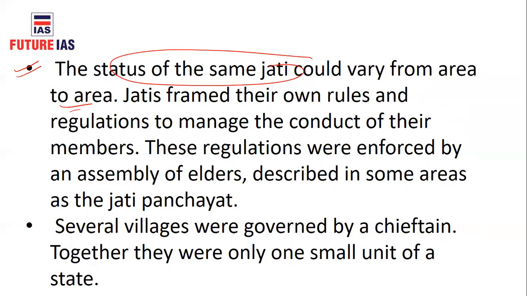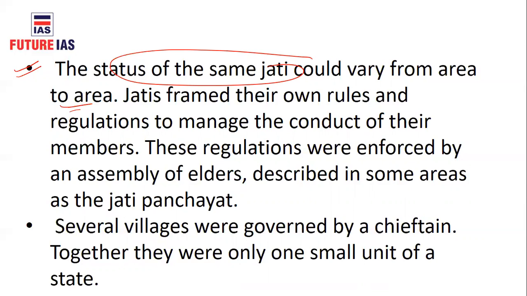For example, there were jatis which framed their own rules and regulations to manage the conduct of their members. These regulations were enforced by the assembly of the elders, which ultimately formed the jati panchayat. So the status of the jati could vary from area to area, because in a particular area you will have the assembly of the elders forming these regulations. These regulations would ultimately be enforced by them, and that is how the jati panchayat started functioning in certain areas, right? And there were villages also.